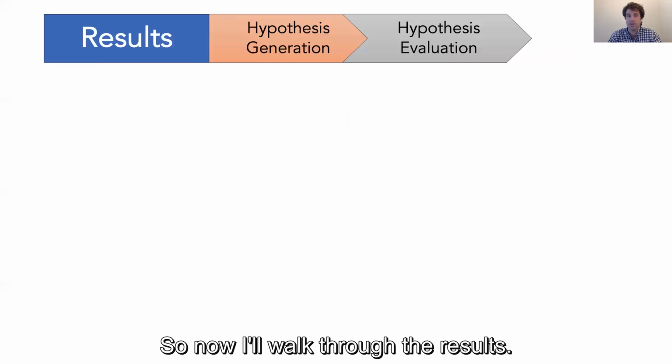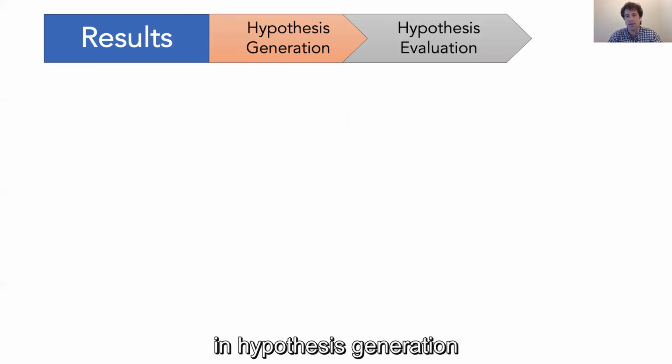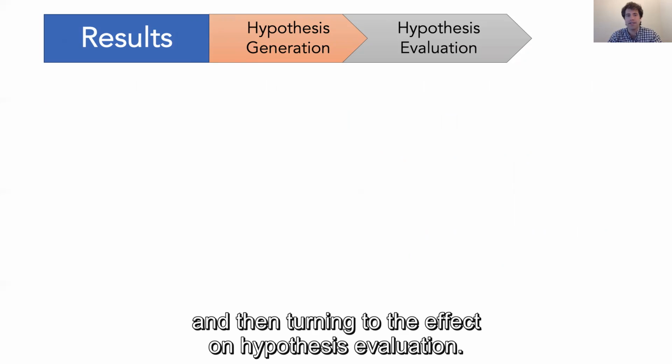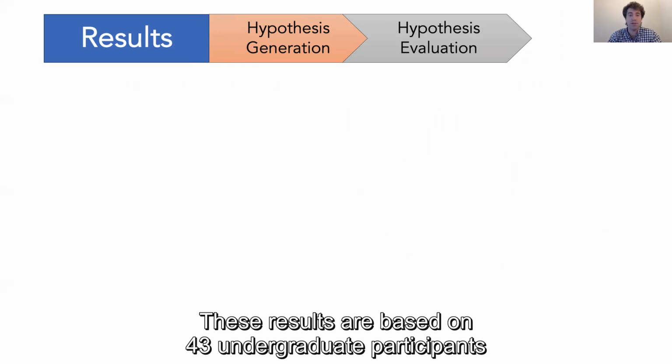So now I'll walk through the results, first looking at the role of explanation in hypothesis generation, and then turning to the effect on hypothesis evaluation. These results are based on 43 undergraduate participants in each condition.